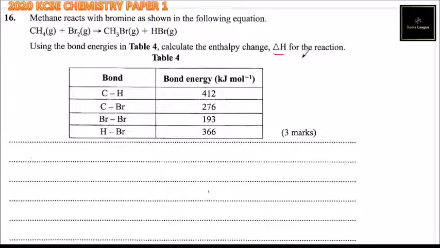This is the symbol that we use for the reaction. So we have Table 4. The energy required to break the carbon-hydrogen bond is 412 kilojoules. For the carbon-bromine bond we have 276. To break the bromine-bromine bond, you have 193, and for hydrogen-bromine.